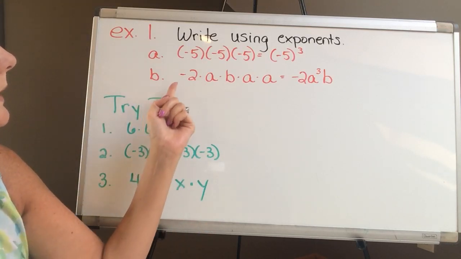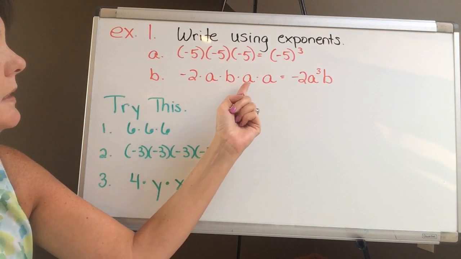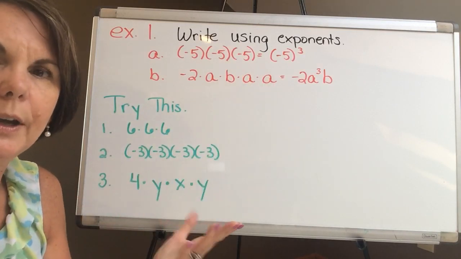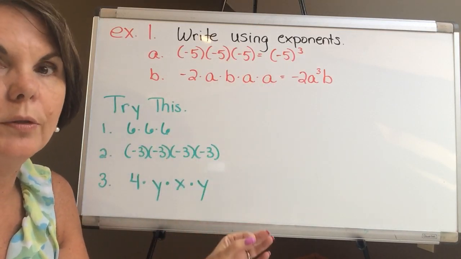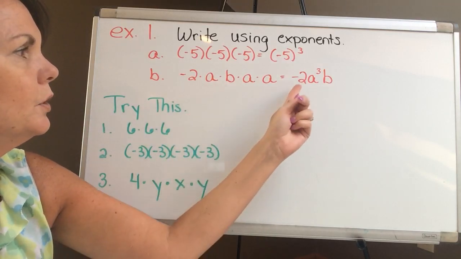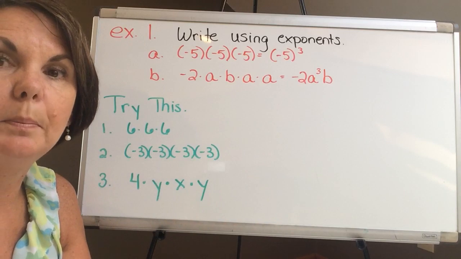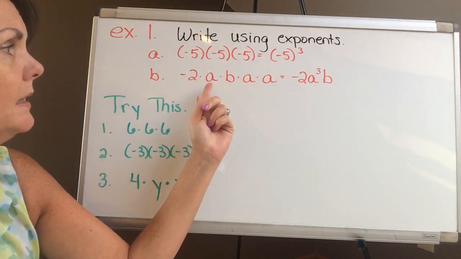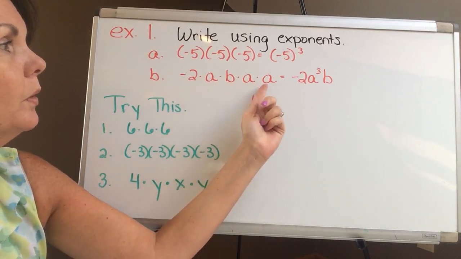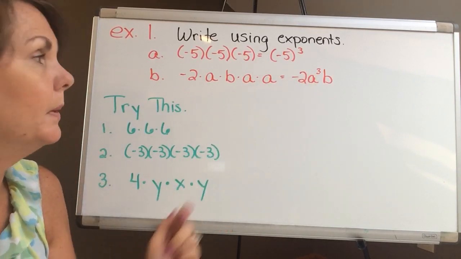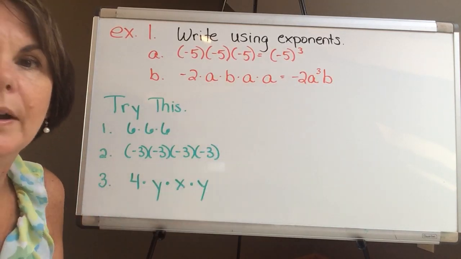Take a look at letter B. -2 times a times b times a times a. Well, what do I have here? We always start with what we call the coefficient, the number first, -2, and then my variables go in the order of the alphabet. A comes before B. So A, how many times is it there? 1, 2, 3 times. That's where the exponent is coming from. And B is there once.